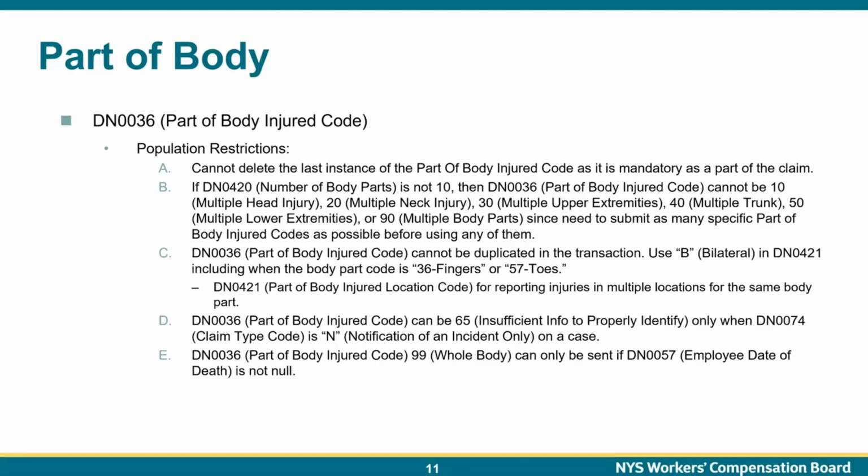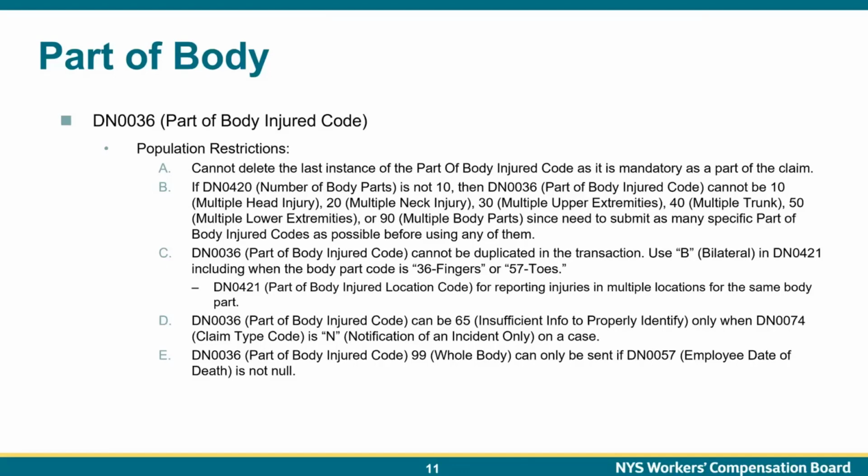For D, DN36 part of body injured code can be insufficient info to properly identify, code 65, only when you're reporting a claim type code and notification only. The reason for that is, if you're accepting a claim, we'd expect that the claim administrator would know the injury sites that they are accepting.